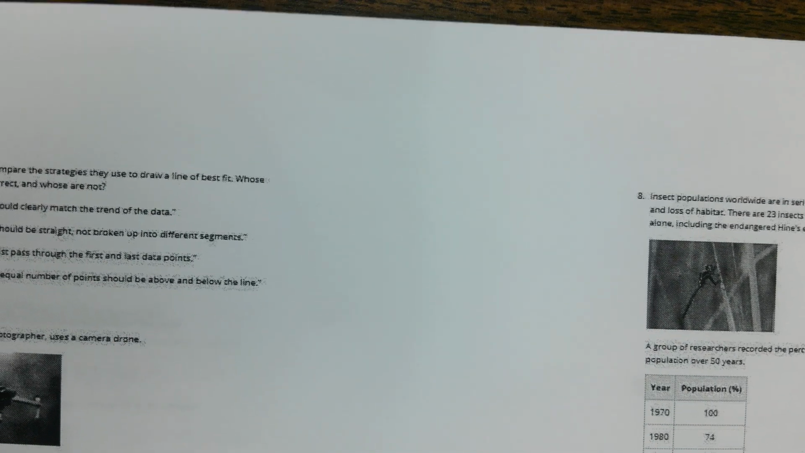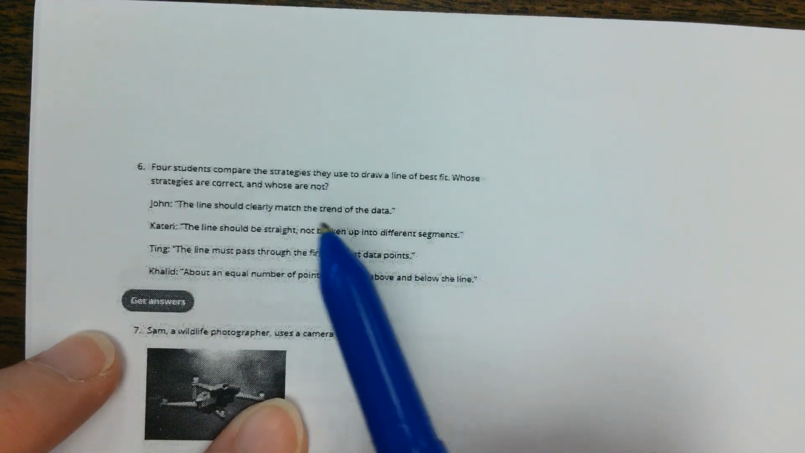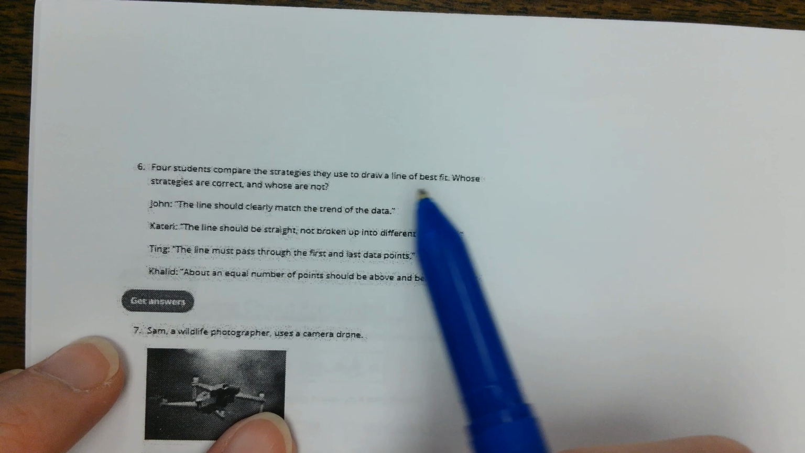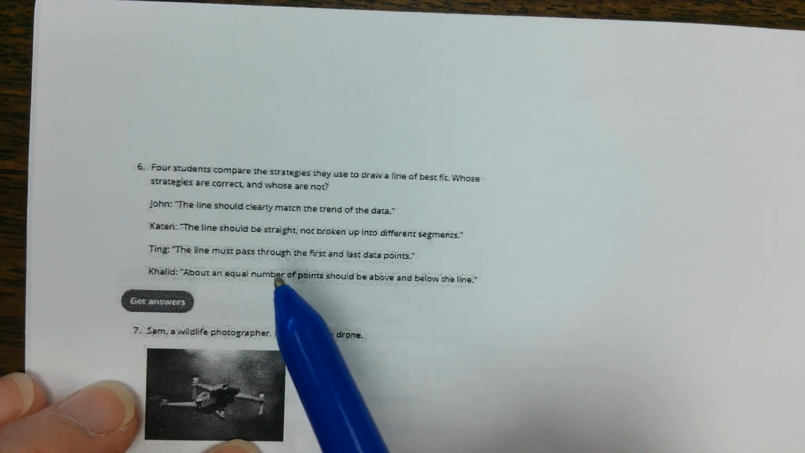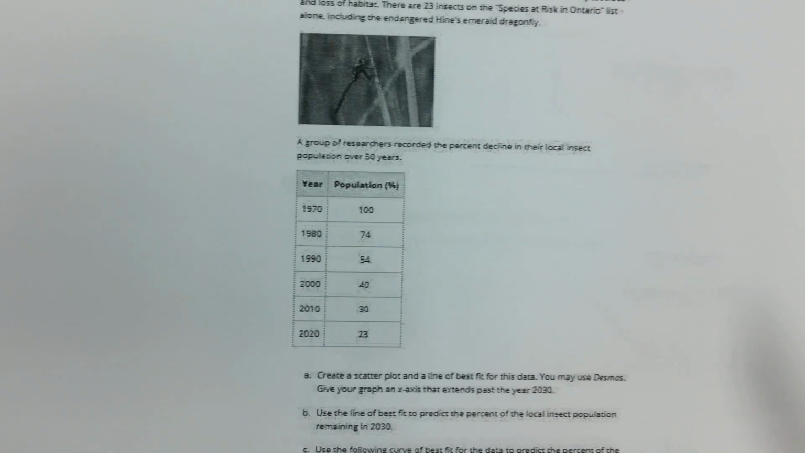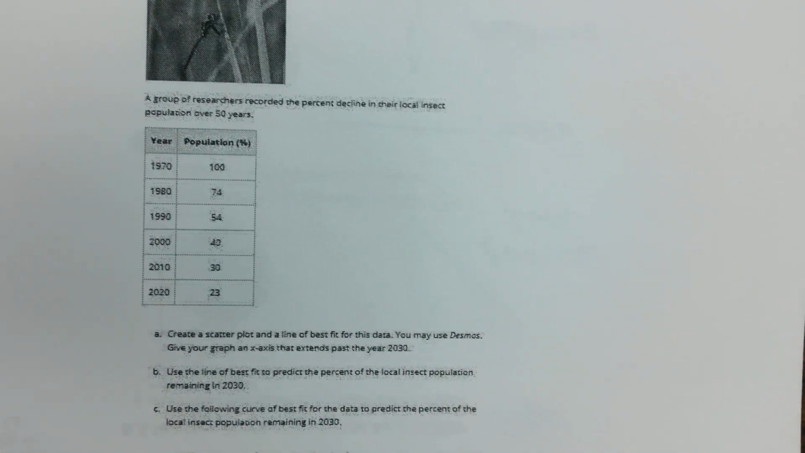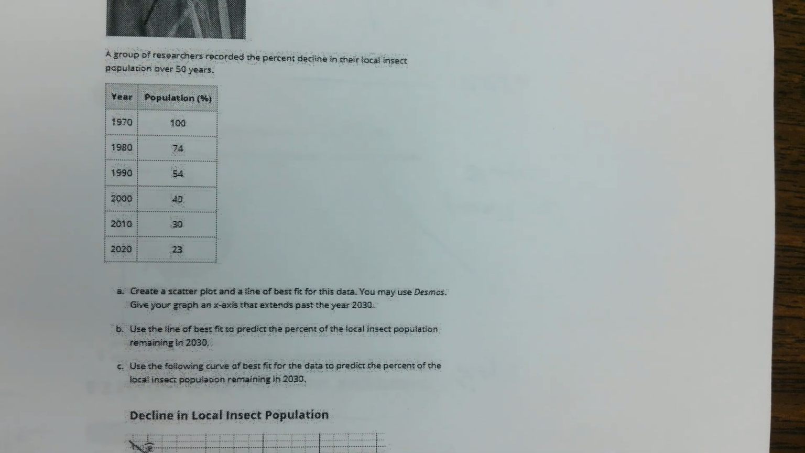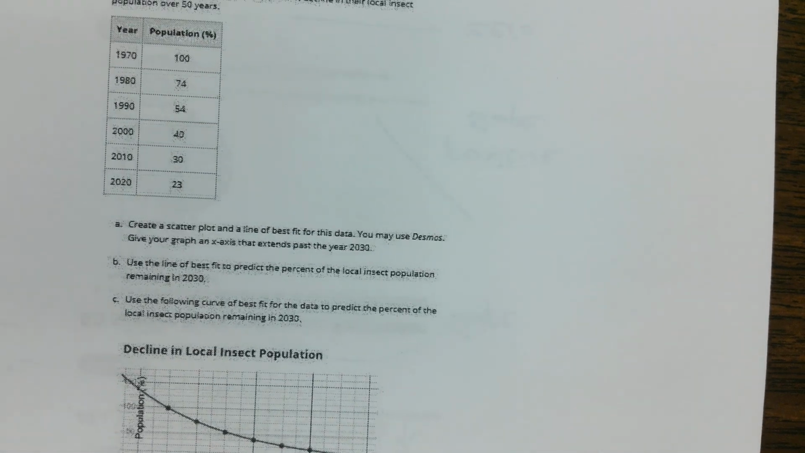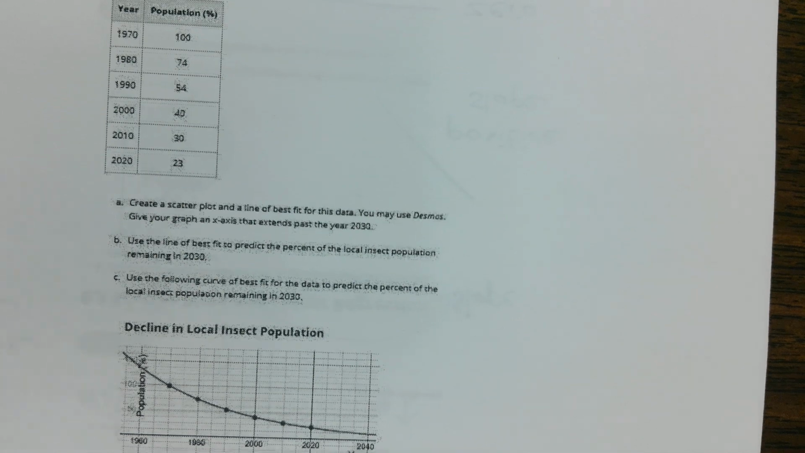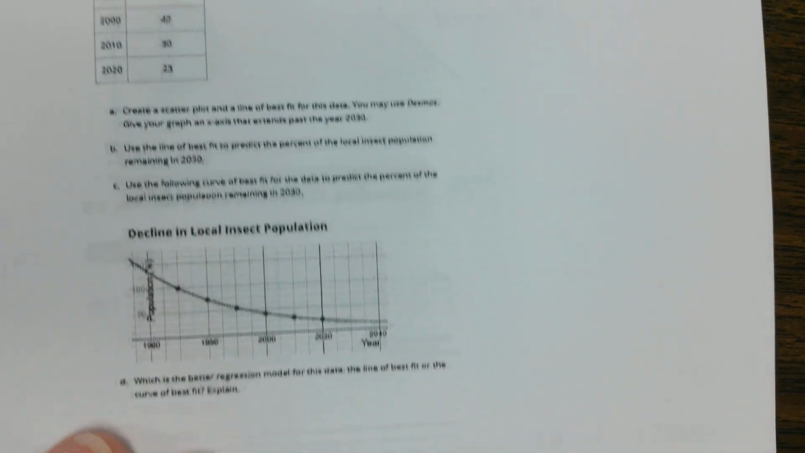Oh yeah, these data strategy things. 4 students compare the strategy they used to draw a line of best fit, whose strategies are correct and whose are not. Oh, no, don't worry about that. These are scatter plot things. I think these are pretty straightforward.